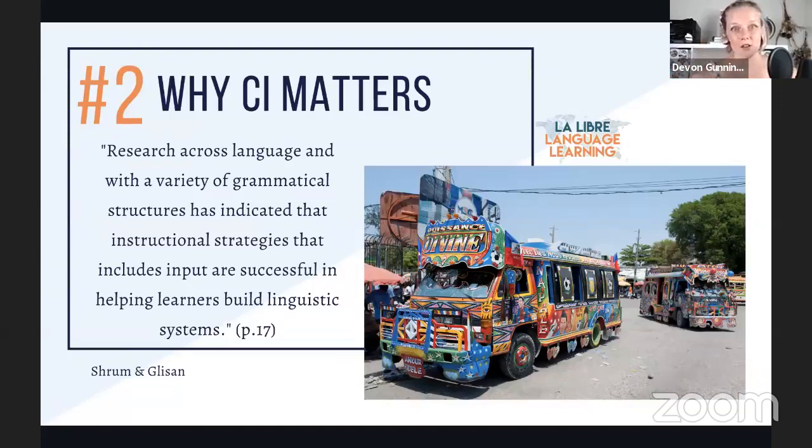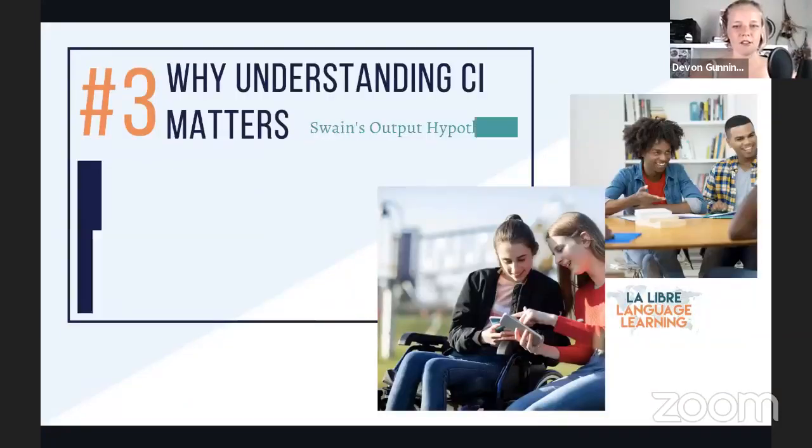Here's why CI matters, which is comprehensible input. And this is from a textbook that probably a lot of you have, from Shrum and Gleason, saying that research across language with a variety of grammatical structures has indicated that instructional strategies that include input are successful in helping learners build linguistic systems, mental representation. That's why CI matters, because that input creates those beautiful lexical banks, all that good stuff in there, all the words.